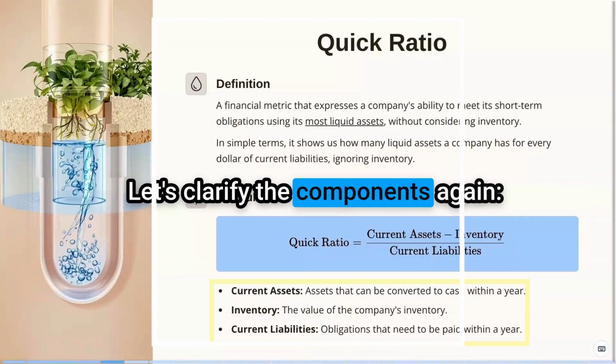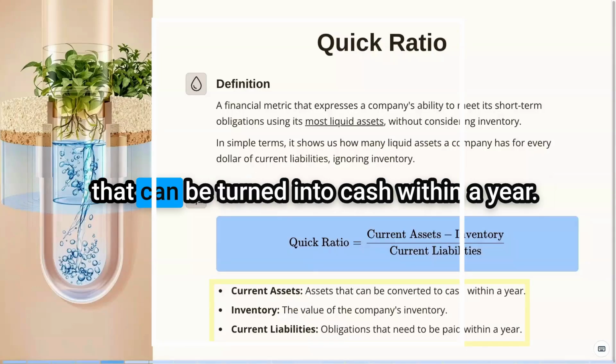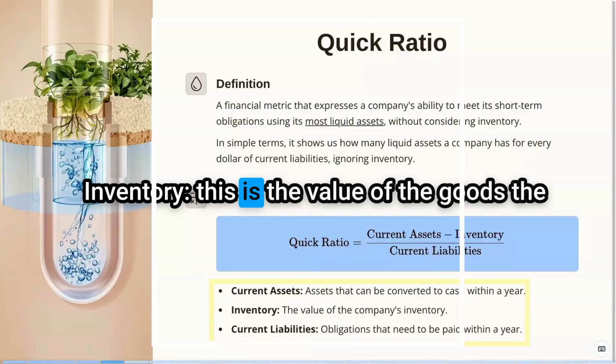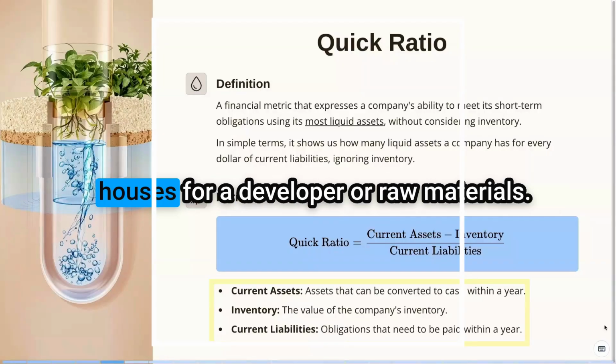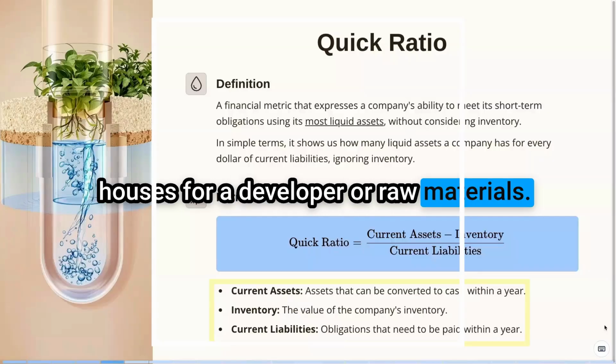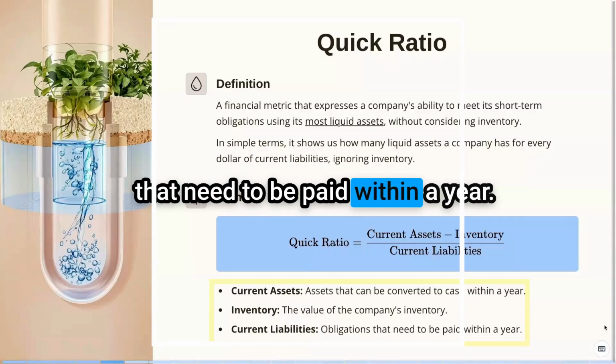Let's clarify the components again. Current assets. As before, these are assets that can be turned into cash within a year. Inventory. This is the value of the goods the company has on hand to sell, like completed houses for a developer or raw materials. Current liabilities. These are the debts that need to be paid within a year.